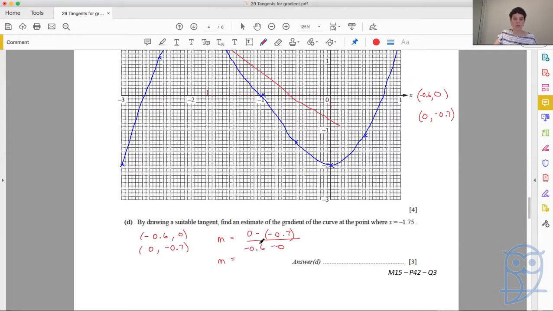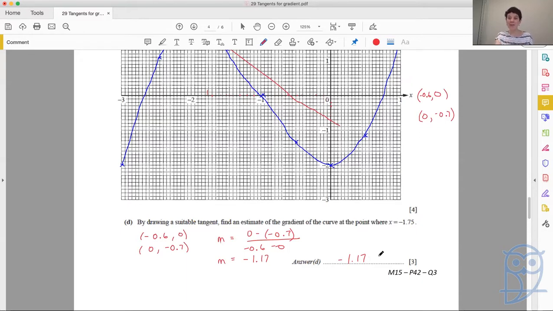So m equals, set up our fraction. So 0 plus 0.7 on the top and a minus 0.6 on the bottom, giving us an answer of minus 1.17 to 3 significant figures. And that is the estimation of the gradient of the curve. Because at the point of interest, the gradient of the tangent, our beautiful straight line, is a good estimation of the gradient of our curve.